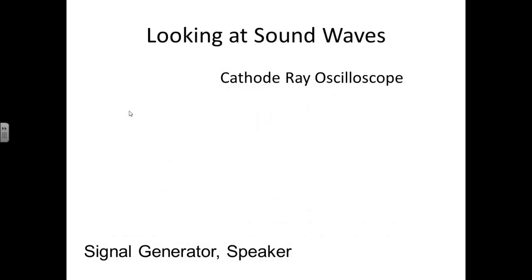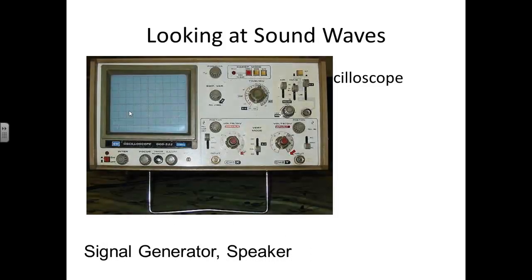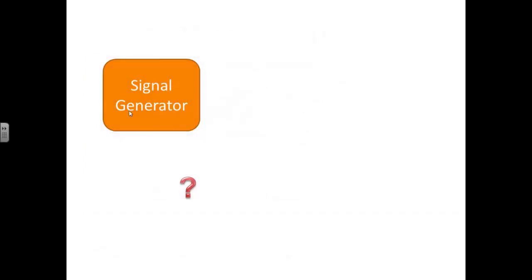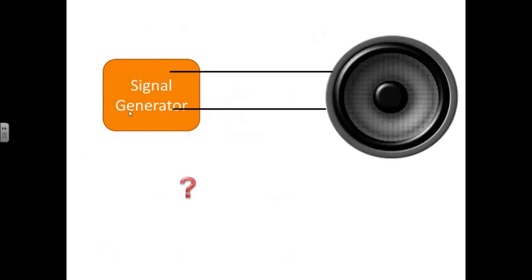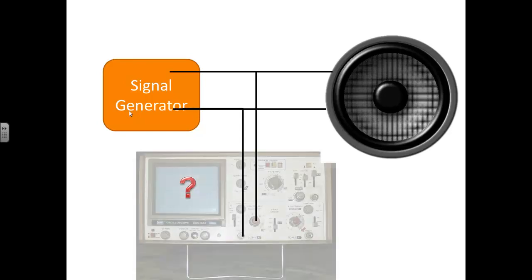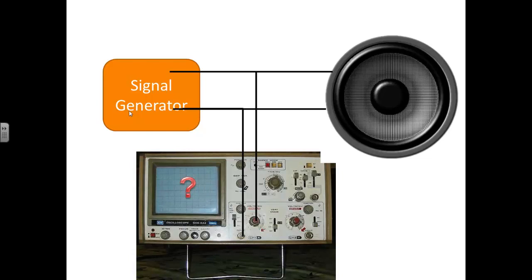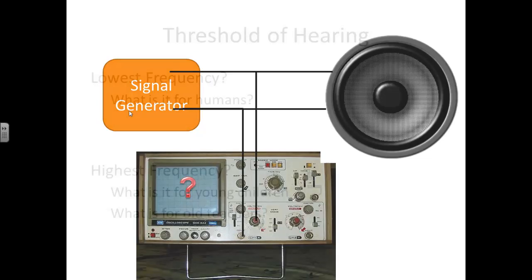We need to look at what a sound wave looks like. For this, we need a cathode ray oscilloscope, which is one of these devices. It helps us to see the sound wave. We also need to connect it to a signal generator, which makes the sound, and a speaker so that we can hear it. So we have a signal generator, which basically goes to the speaker and makes the sound. But then we need to see what this looks like, so we connect this to the CRO, the cathode ray oscilloscope. And what we need to do is basically change the different frequencies and see how it sounds in terms of its volume and its pitch.